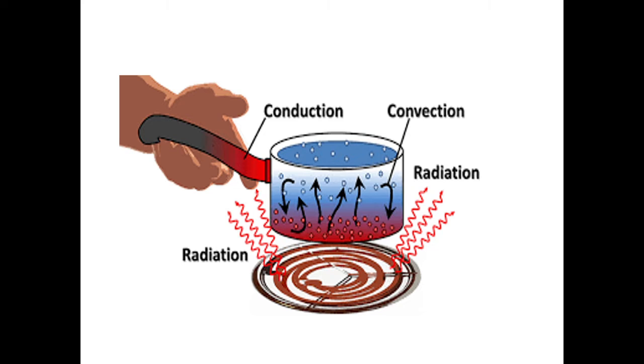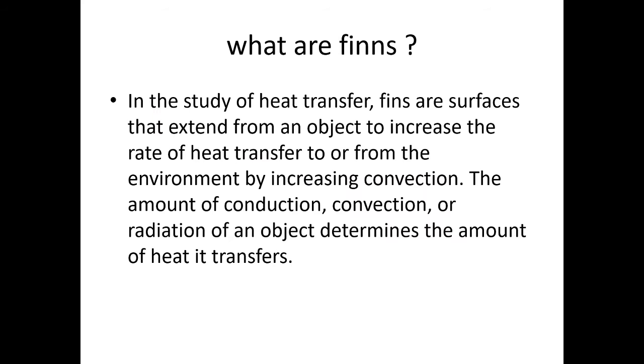So here the handle part is conduction, and the water is also boiling, and it is also heated. So the process of that is convection, and the surrounding environment will also be heated by radiation. That type of heat transfer we call radiation heat transfer.